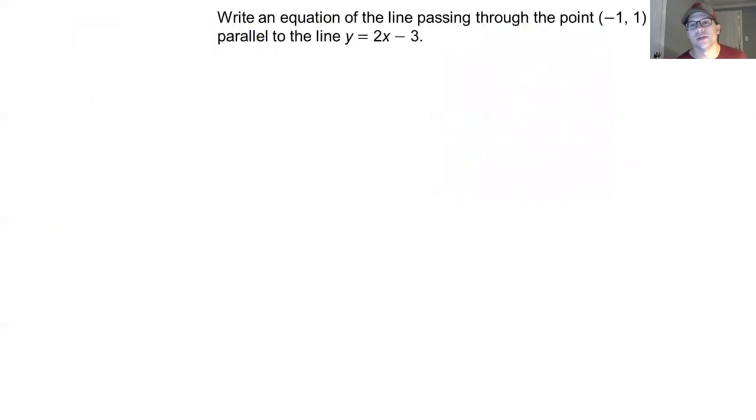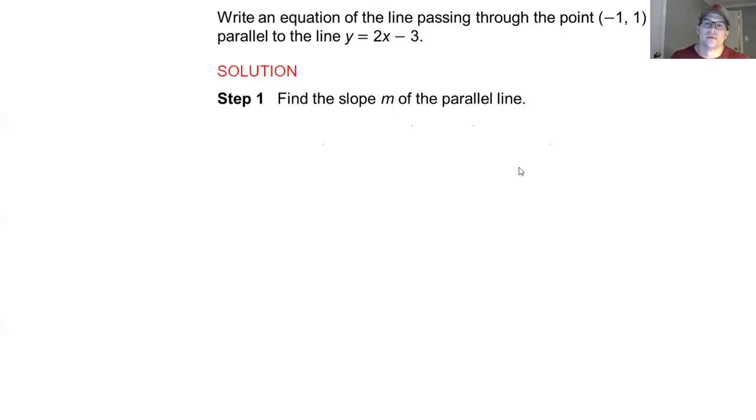All right, writing an equation of a line that's passing through a specific point, and that is parallel, I can't see that because of my toolbar, parallel to the line y equals 2x minus 3. So first, in order to write a line, you need to find a slope. Two things you need to write an equation of a line are a point and a slope. We're given a point, so that's the easy part, but now we just have to find a slope.